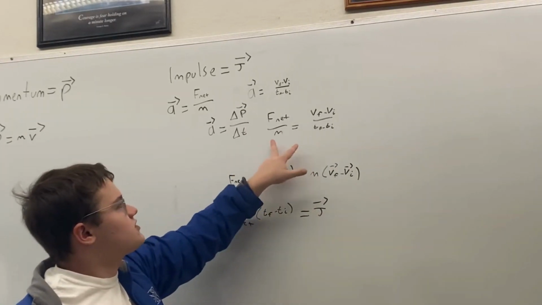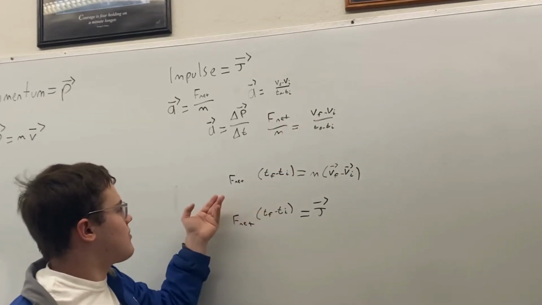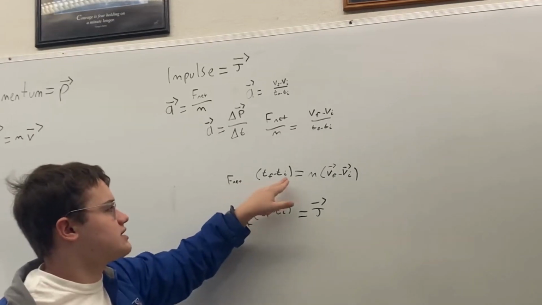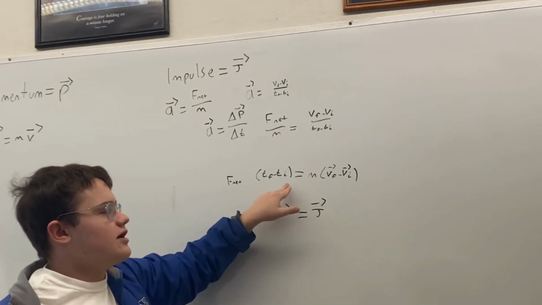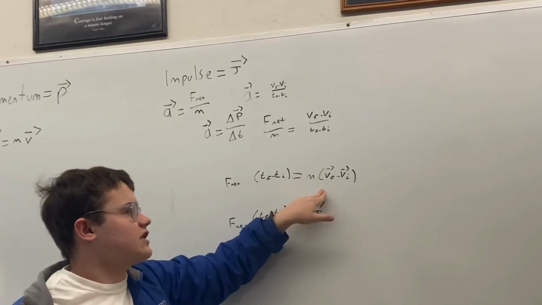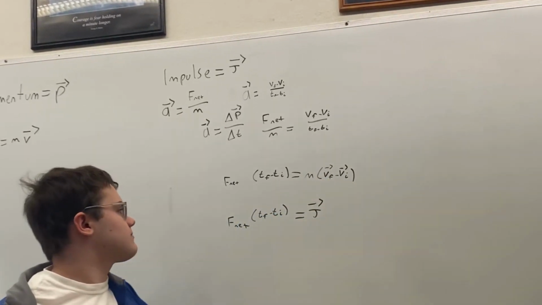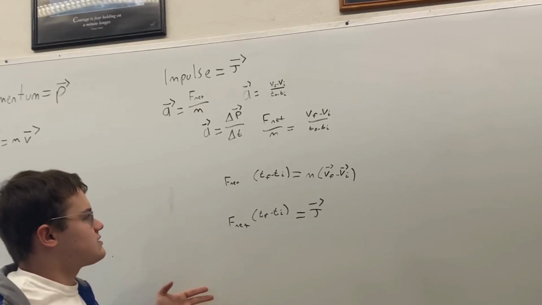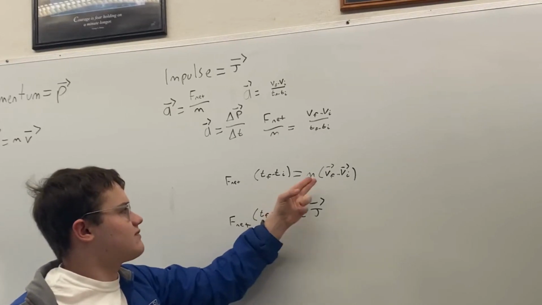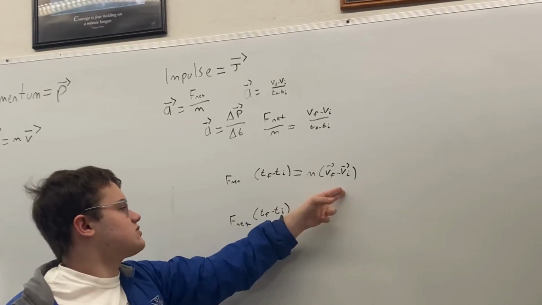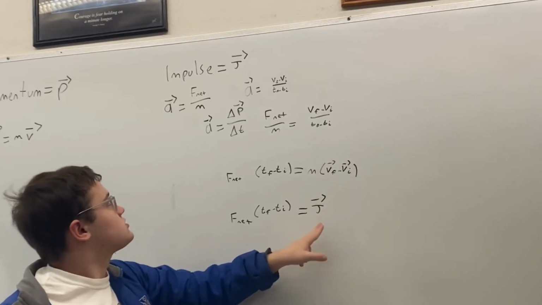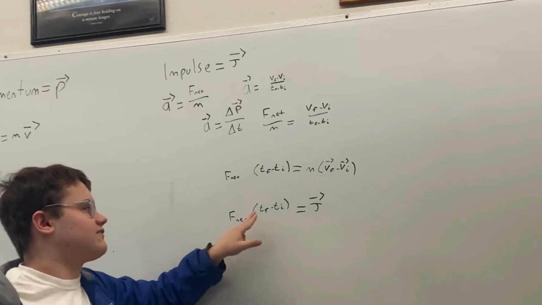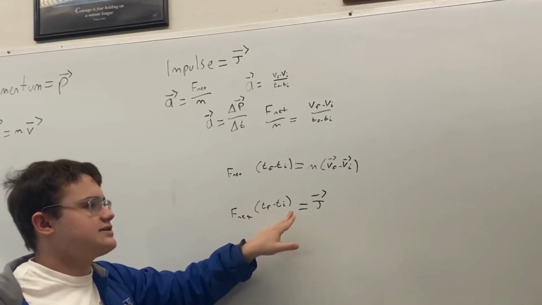From here, all you have to do is cross-multiply the equations to come up with the net force multiplied by the final time minus the initial time being equal to the mass multiplied by the final velocity minus the initial velocity. And from there, since we already know that the mass multiplied by the final velocity minus the initial velocity is equal to impulse, we can get that the net force multiplied by the final time minus the initial time is equal to the impulse.